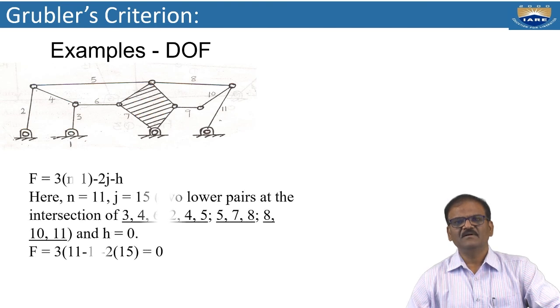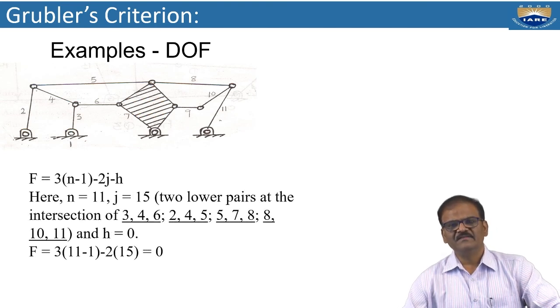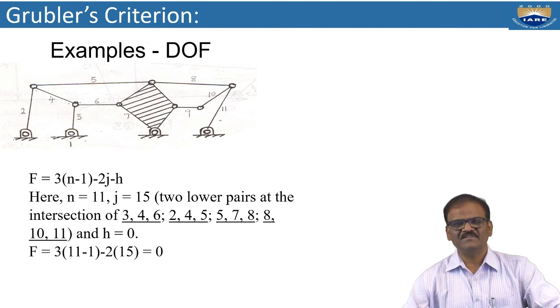And this is also where n is equal to 11, j is equal to 15, with two lower pairs at the intersection of 3, 4, 6, 2, 4, 5 and 5, 7, 8, 8, 10, 11, and h is equal to 0, and therefore F is equal to 0. And it indicates the philosophy: it is a redundant structure and there is no relative motion between the members. It is a structure.